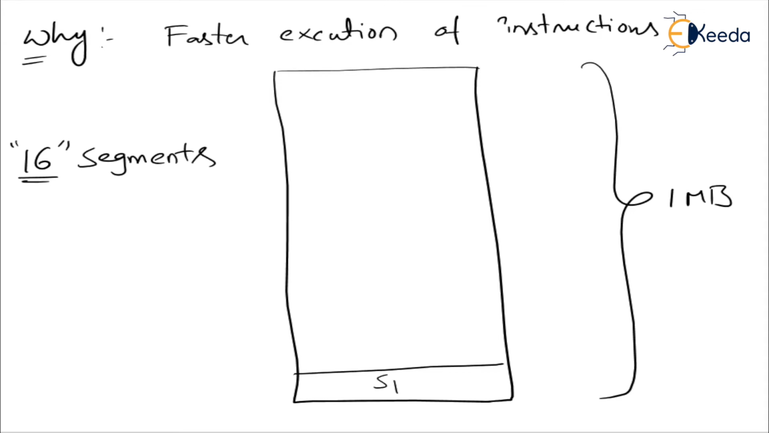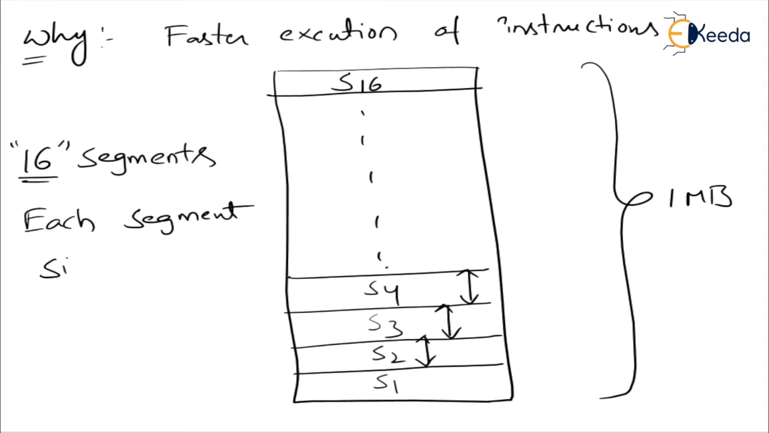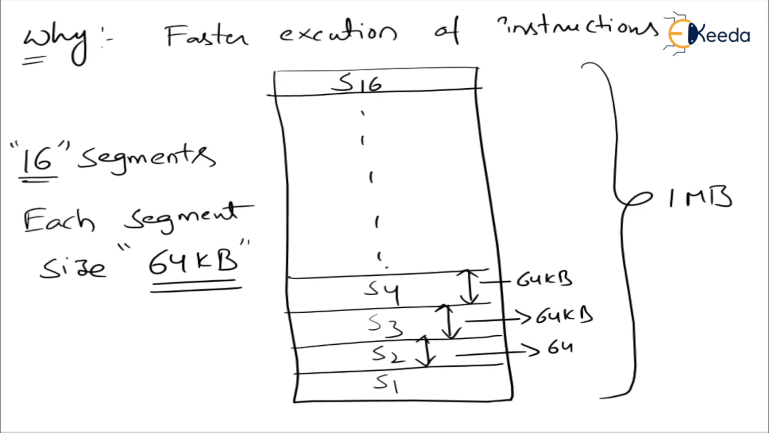So let us consider, this is one segment, S1. And let us consider this is another segment, S2. And this is another segment, S3. And this is another segment, S4. Like that, we are having up to how many? 16. Yes, 16 segments. And what is the size of each segment? Each segment size is how much? 64 kilobytes. That means this size is 64 kilobytes, and this size is 64 kilobytes, and each segment size is 64 kilobytes.